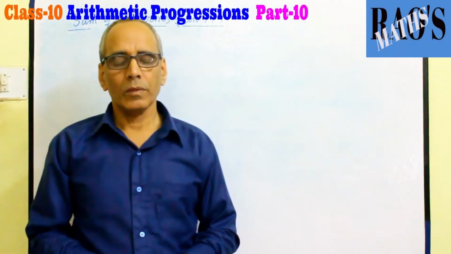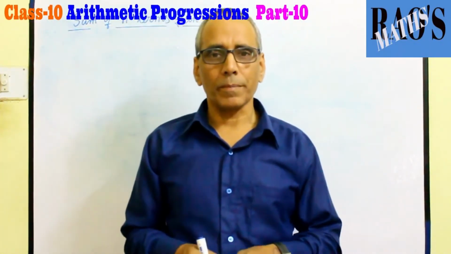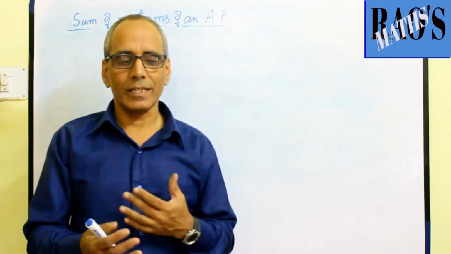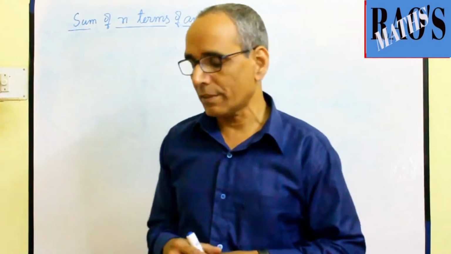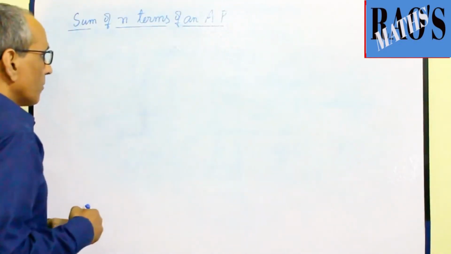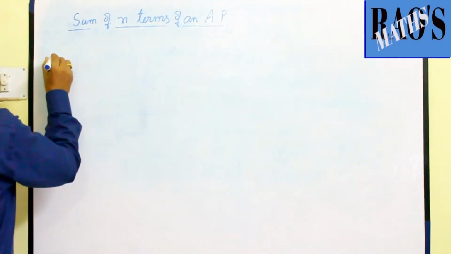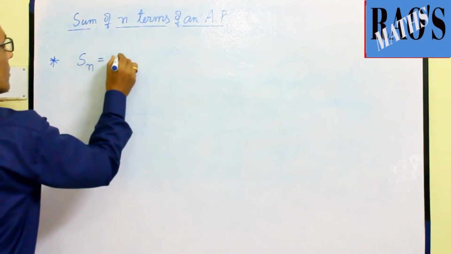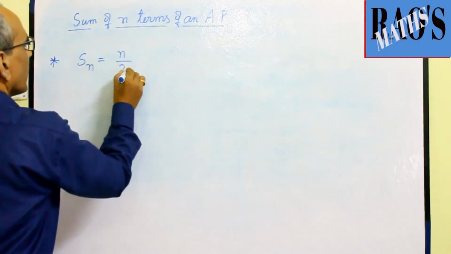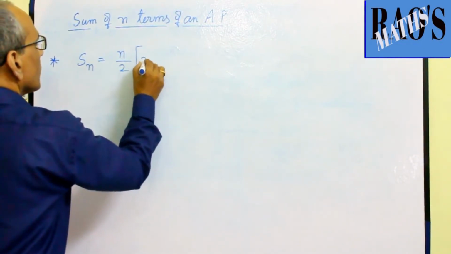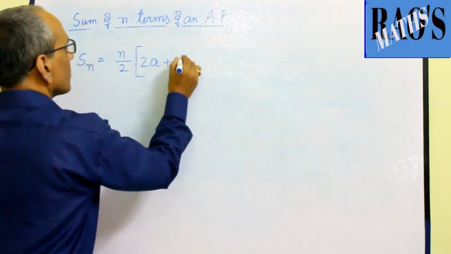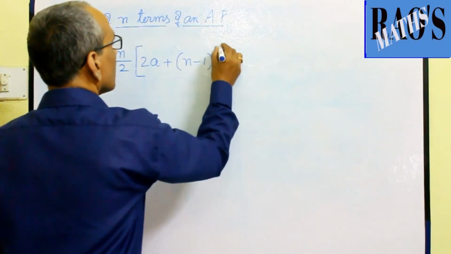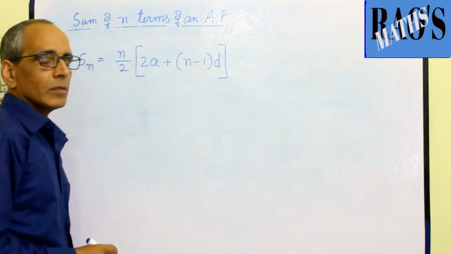In this video, we find the sum of the required terms of AP. That is, the sum of first terms or last terms and a section of terms of AP by using a relevant formula. The common formula here we use is the sum of n terms of AP, which is n by 2 of 2a plus (n minus 1)d. This is the formula we use in general.